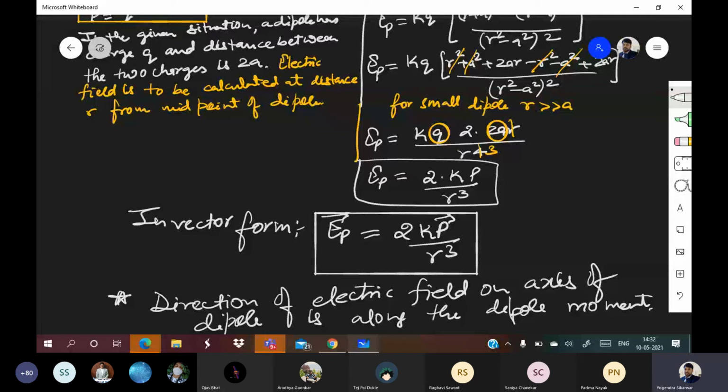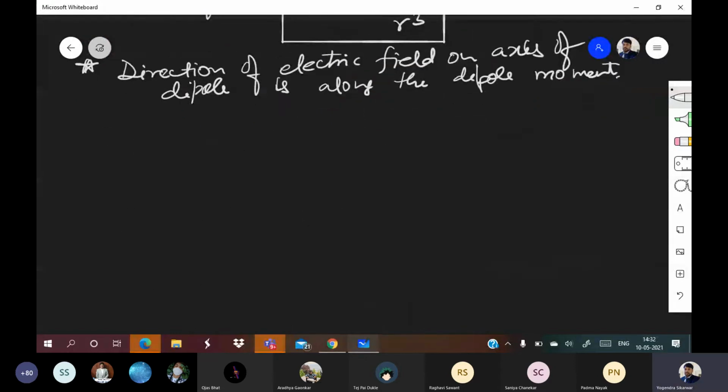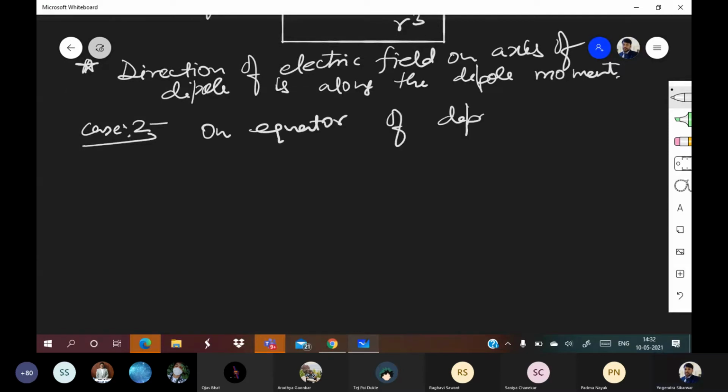Now let us move further. This was for the axis of dipole. Okay. Now case 2, on equator of dipole. Now the question arises, what is equator of dipole? Let us first talk about that.